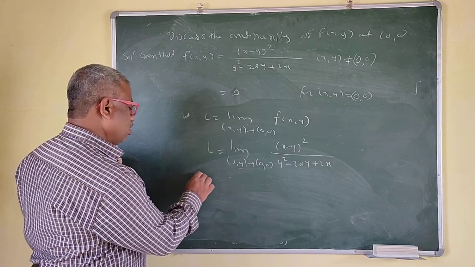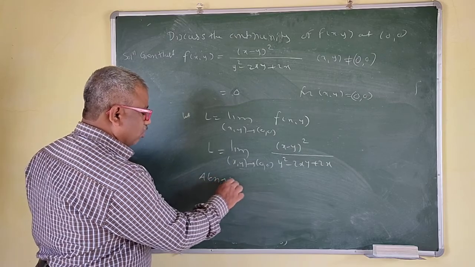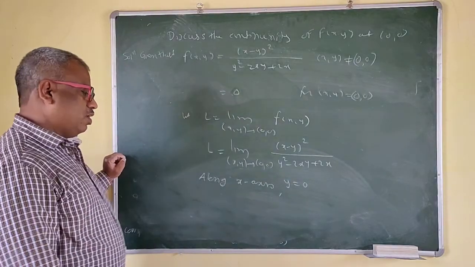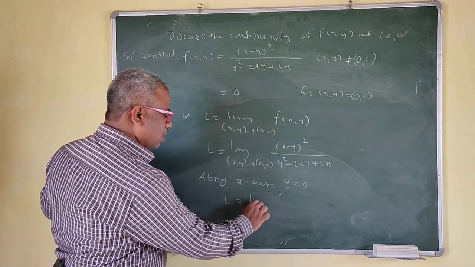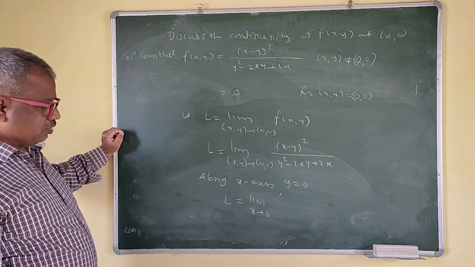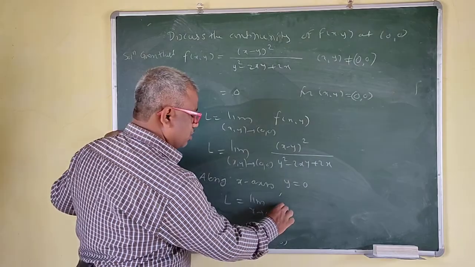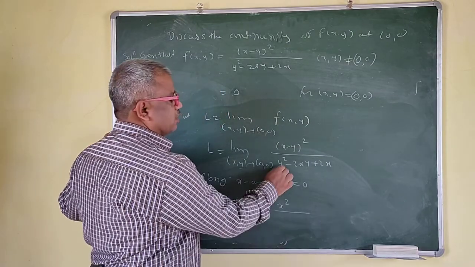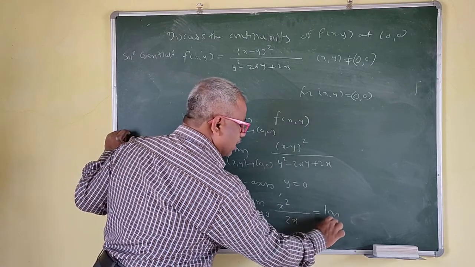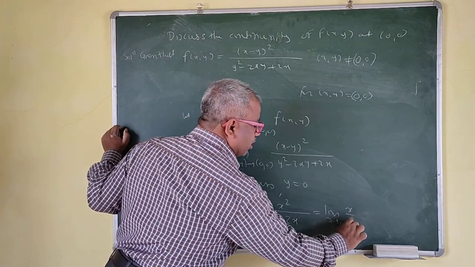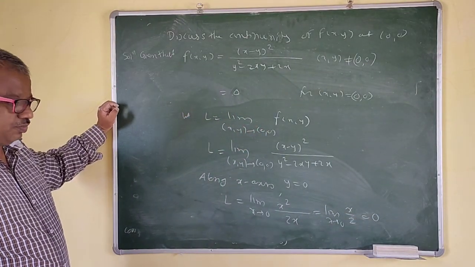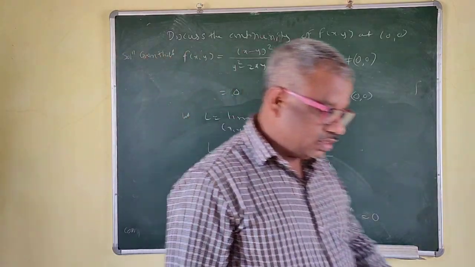Along the x-axis, y is equal to 0, right? So your limit, x tends to 0. So what do you have to put? x square upon y is equal to 0, and this is twice x. Right? So this is nothing but the limit as x tends to 0 of x by 2, and this is 0. Right? So the limit along the x-axis is 0.